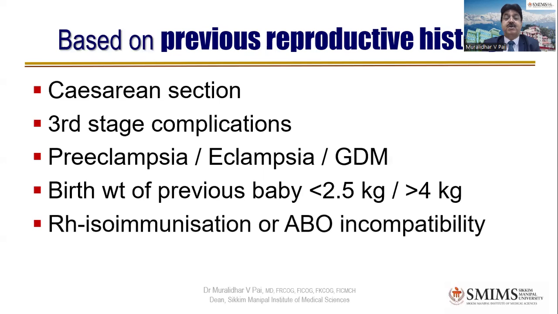Rh isoimmunization or ABO incompatibility. Yes, we know unless we give the prophylaxis for them, they run a risk of having an isoimmunized baby with fetal hydrops and jaundice, etc.